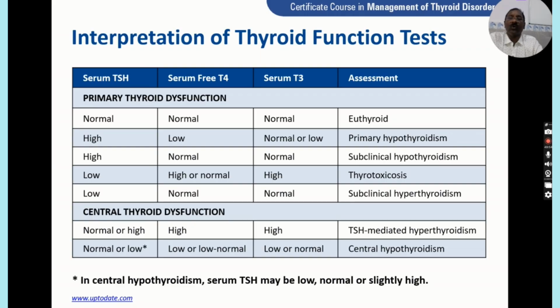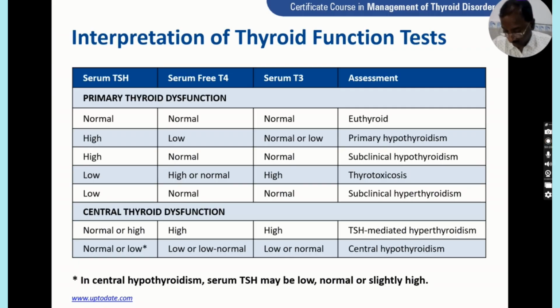When the TSH is low, T4 is high, T3 is also high, that means it is hyperthyroidism. When the TSH is high, T4 is normal, and T3 is normal, that is subclinical hypothyroidism. So don't confuse. We are very clear on this. Now, central thyroid dysfunction. This is very important.